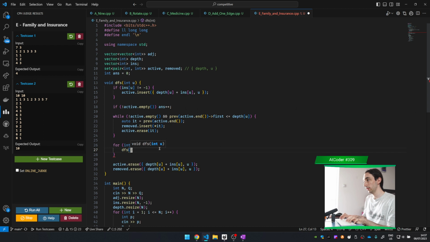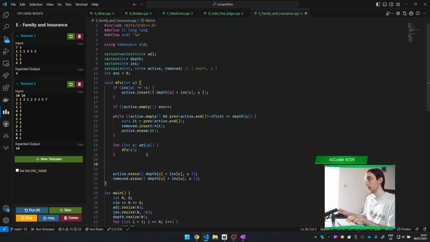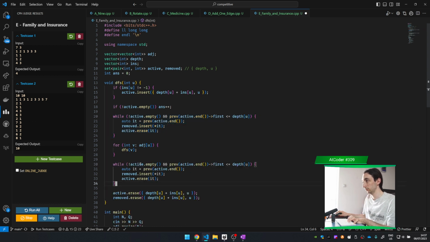Then I go into DFS of v here. Then at the end, all of these that have been removed at this depth, while all of these that are removed at this depth, I will add them back into active. So just juggle around them.